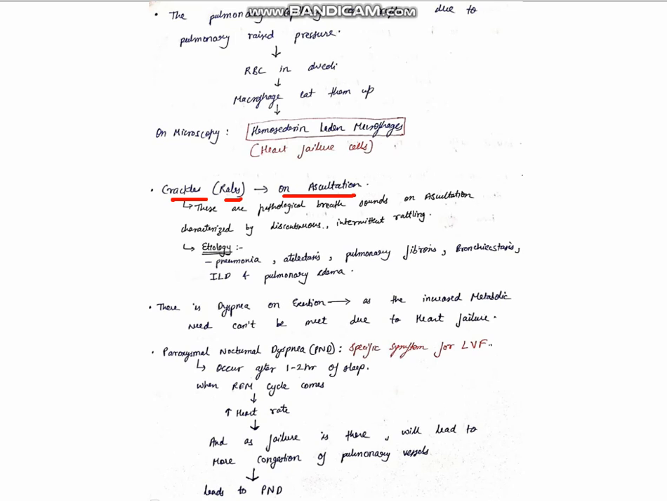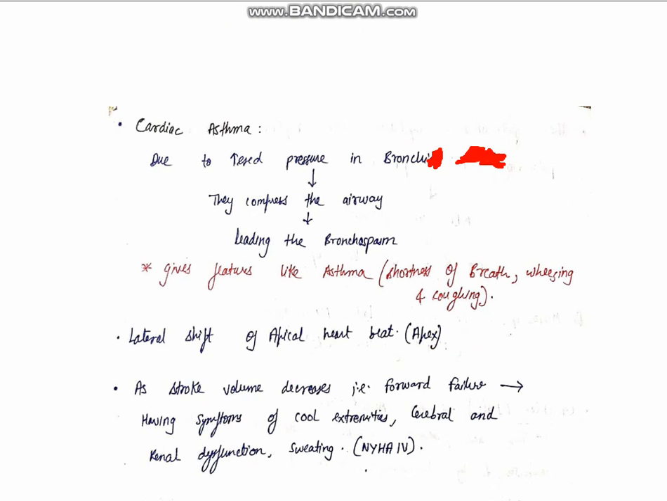The patient also complains of waking up in the middle of the night. This is a specific symptom of left ventricular failure, because when the patient is in deep sleep, after 1 to 2 hours of sleep, the REM sleep cycle activates and increases the heart rate. In the REM cycle, the heart rate increases, and as the heart is already failing, this will increase the failure of the heart, which will further lead to congestion of the pulmonary vessels and leads to paroxysmal nocturnal dyspnea.